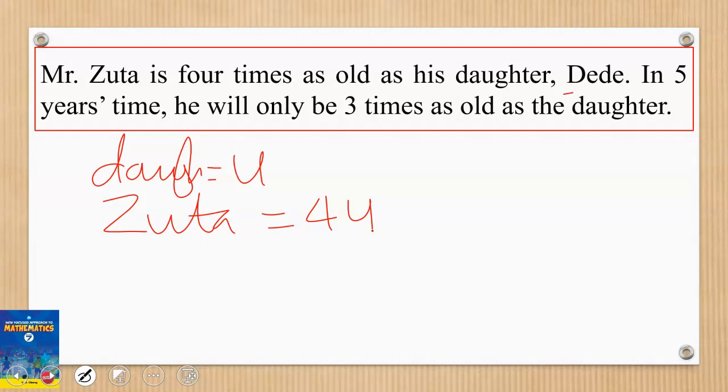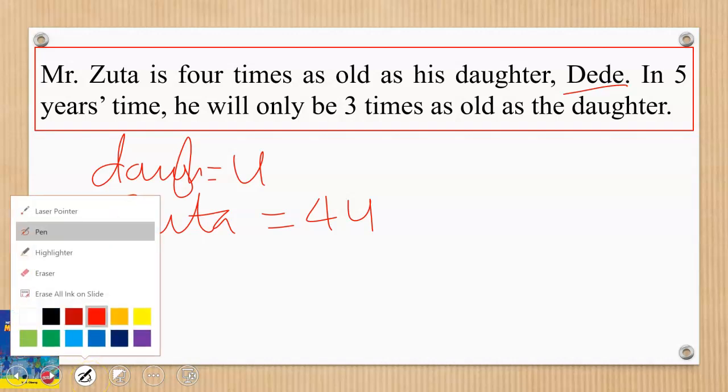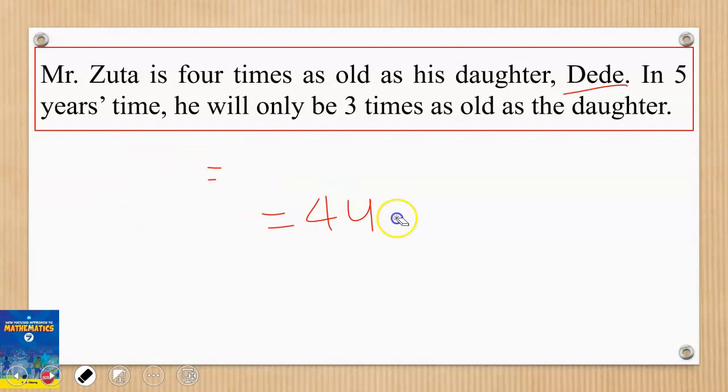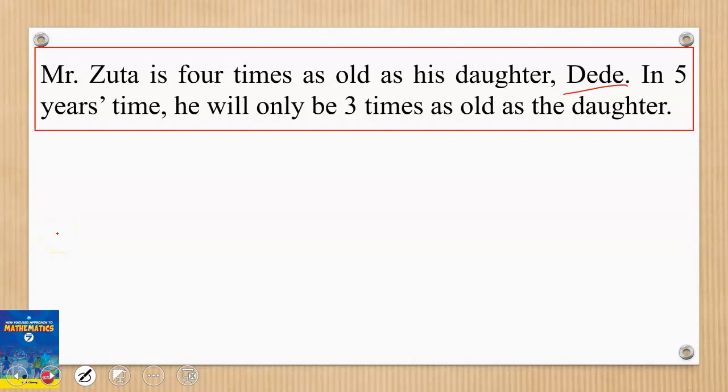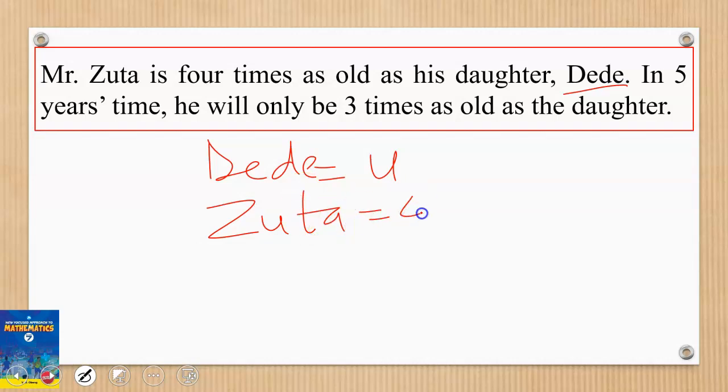Here they mentioned the daughter. Mr. Zuta is 4 times as old as his daughter Dede. So let me write the whole thing and make it Dede so that it will be easier for us to understand. Now how old is Dede now? We don't know, so we are saying that Dede is equal to u years. Then Mr. Zuta will be 4 times today's age. That's what the question is saying.